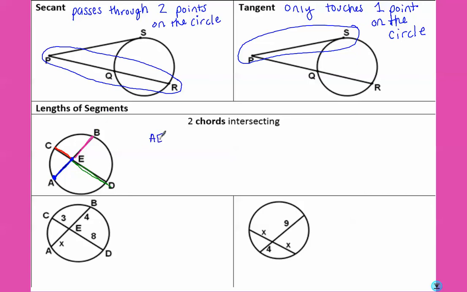So AE times BE will equal CE times DE. So the pieces from the same segment get multiplied, and they'll be equal to the pieces of the other segment multiplied. So here, A to E is x times B to E is 4 will equal C to E is 3 times E to D is 8. So we would have 4x equals 24. Divide both sides by 4 and we get that x equals 6.